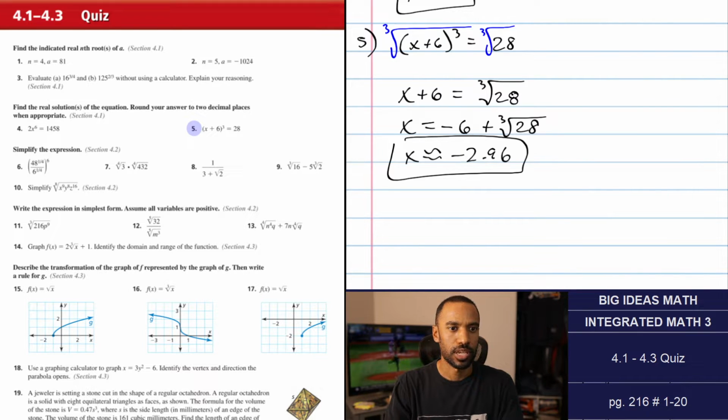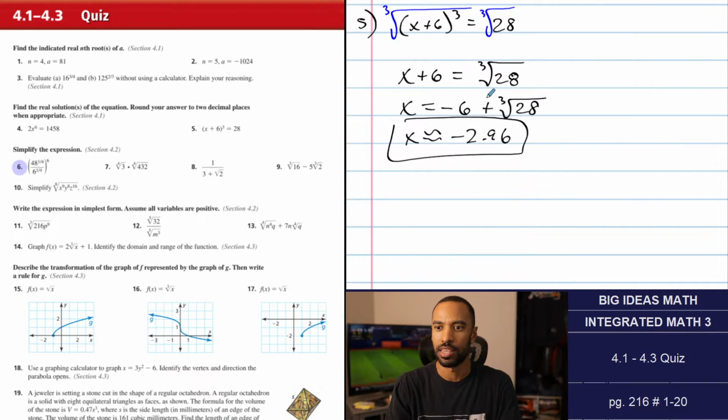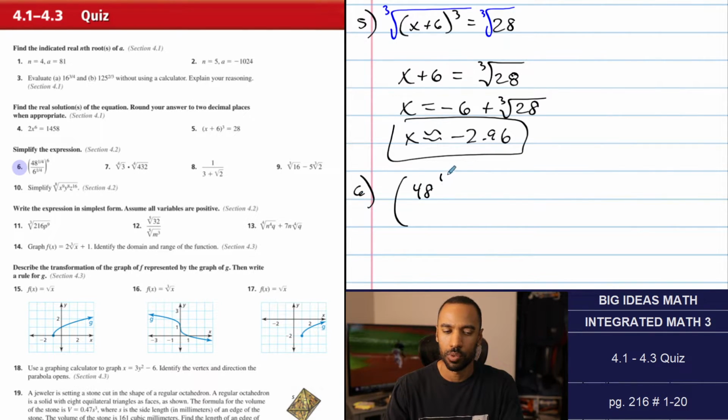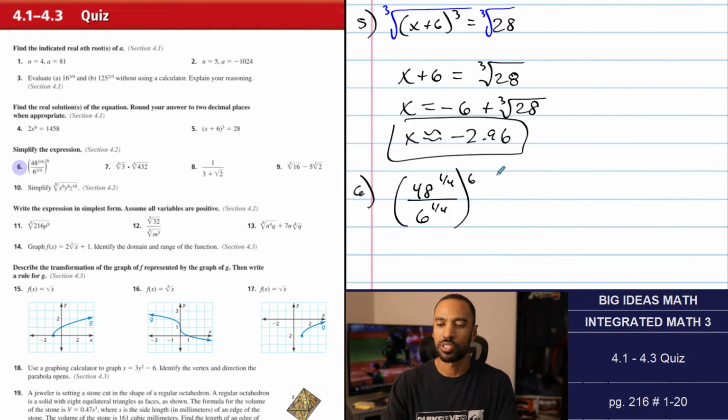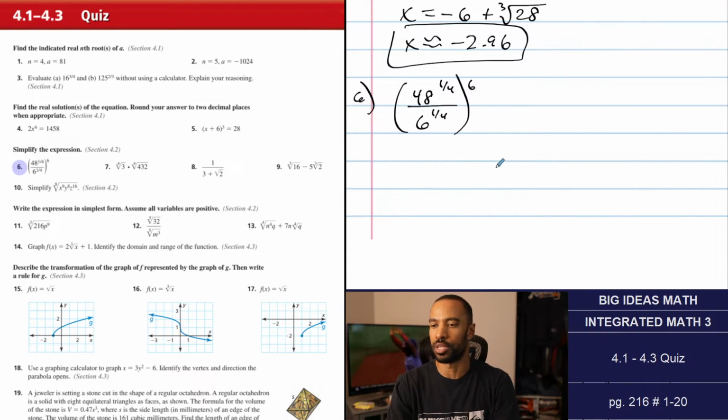Okay, we're going to section 4.2 on numbers 6 through 10, but on 6 through 9, they ask you to simplify these expressions that don't have variables. So on number 6, we have 48 to the 1/4 power over 6 to the 1/4 power, all raised to the 6th power. Now I have several options on what I can do here.